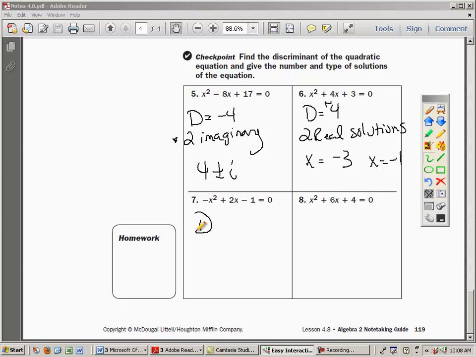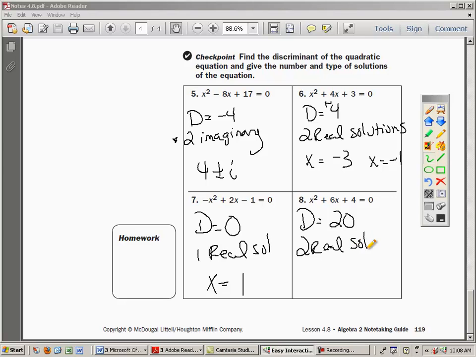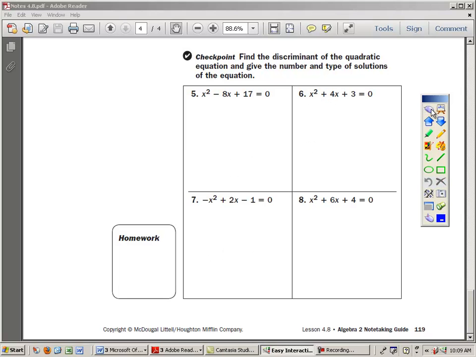In number 7, your discriminant comes out to 0. Since the discriminant is 0, it means it has one real solution, and that's equal to positive 1. And then finally, for the last one, you get a discriminant of 20. So that means it has two real solutions, and those two real solutions are at negative 3 plus or minus radical 5. So we will go over the specific steps for those tomorrow during class, but those are the solutions to those problems. And that concludes chapter 4.